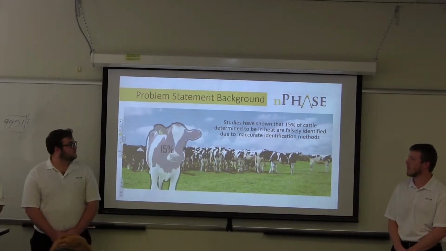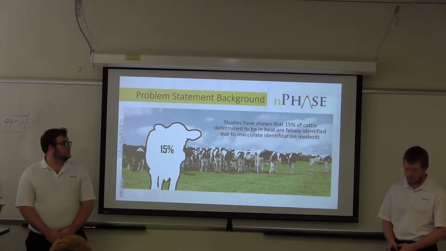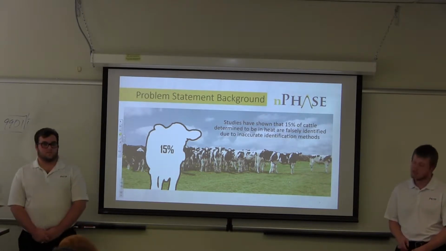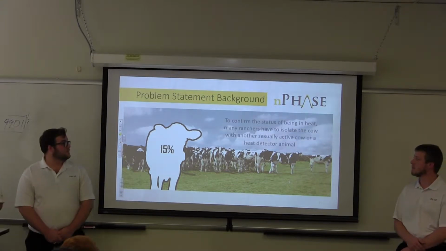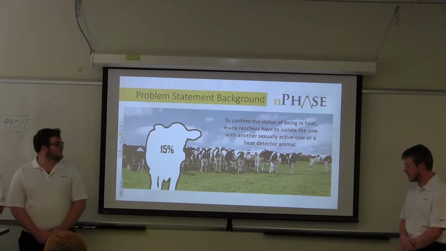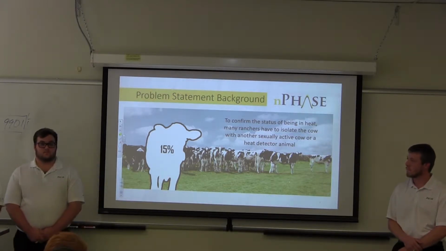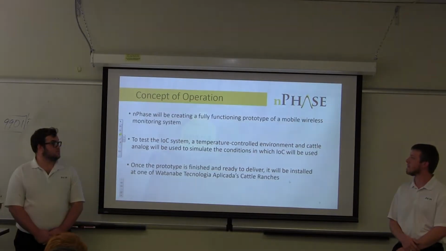A little background: studies have shown that about 15% of cattle determined to be in heat are falsely identified due to inaccurate identification methods. To confirm the status of being in heat, many ranchers have to isolate the cow with another sexually active cow, or some sort of heat detecting animal like a donkey or something like that.